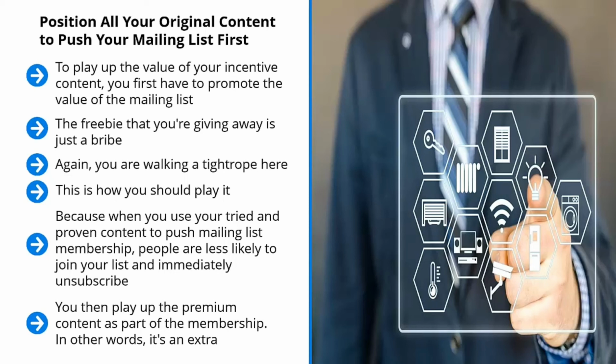You then play up the premium content as part of the membership. In other words, it's an extra. It's not the main focus of the list. Keep the list separate from the premiums you use to get people to sign up to your list. I hope this is clear because you want to play up the list first, but it must be obvious that you are using the premium content, whether it's a free book, a booklet, a cheat sheet, some sort of pre-recorded video, or something else, as a means to get people to make a decision.